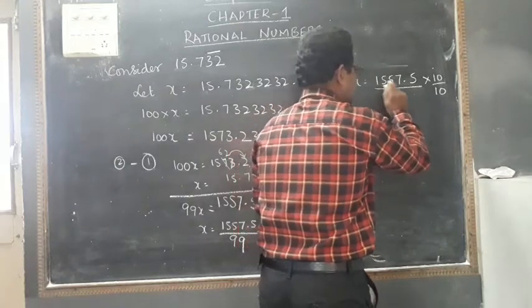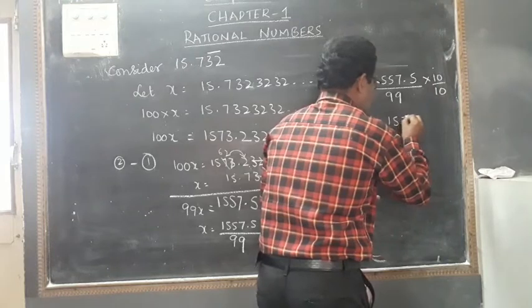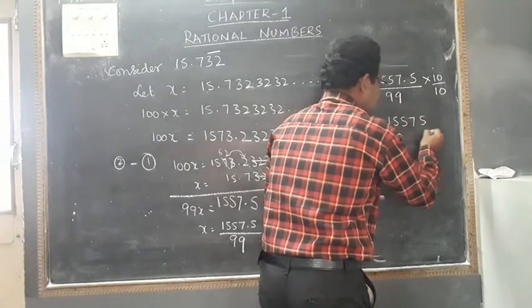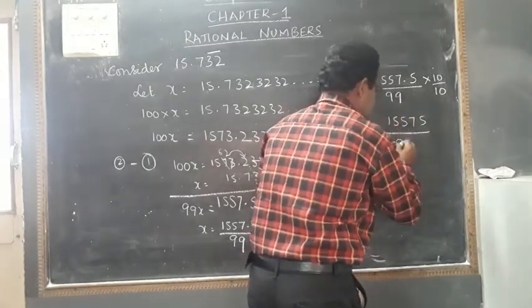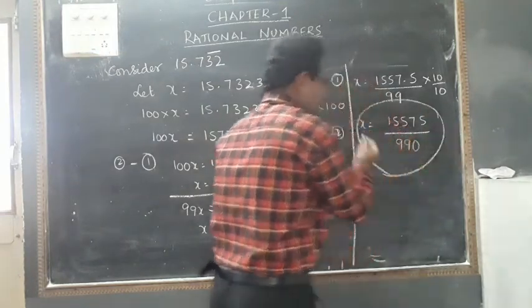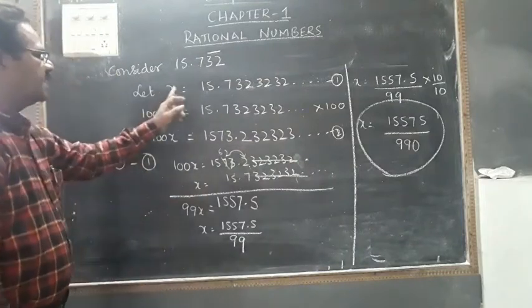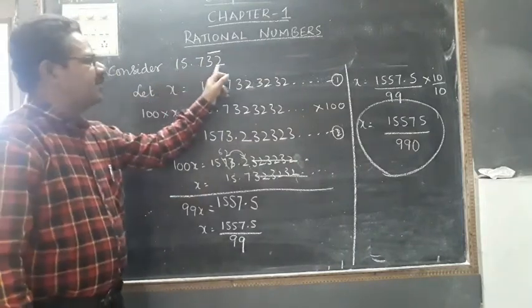Now x is equal to 1557.5 into 10, which means 15575, divided by 99 into 10, which is equal to 990. Okay. This is the P by Q form of the given decimal 15.732 bar.